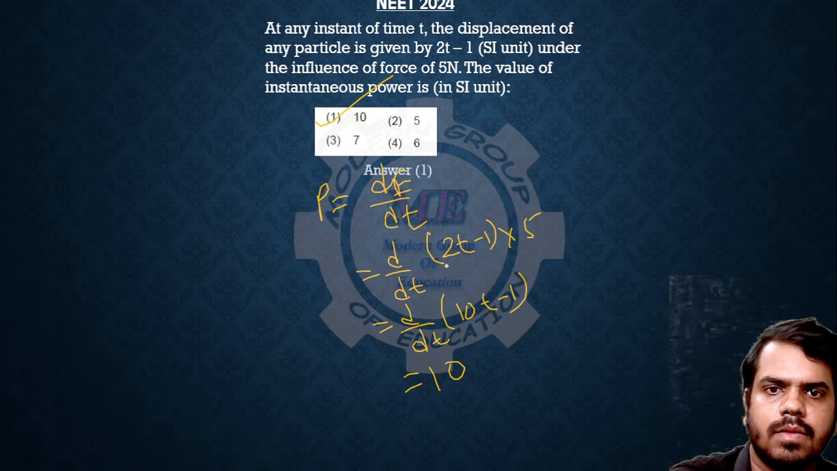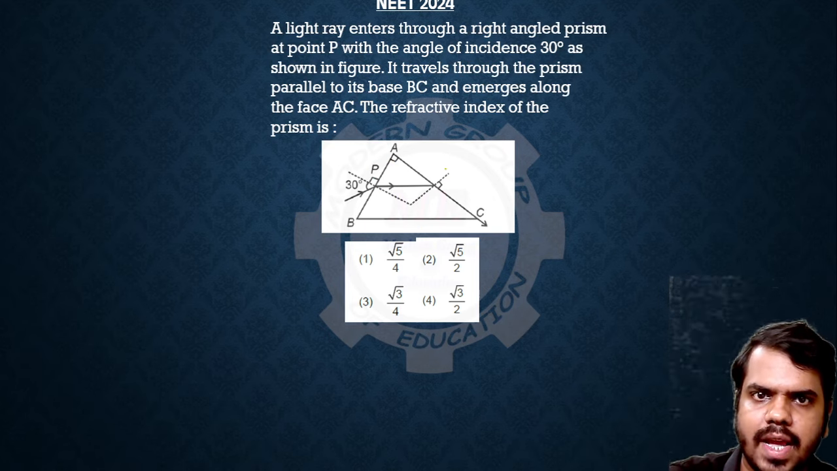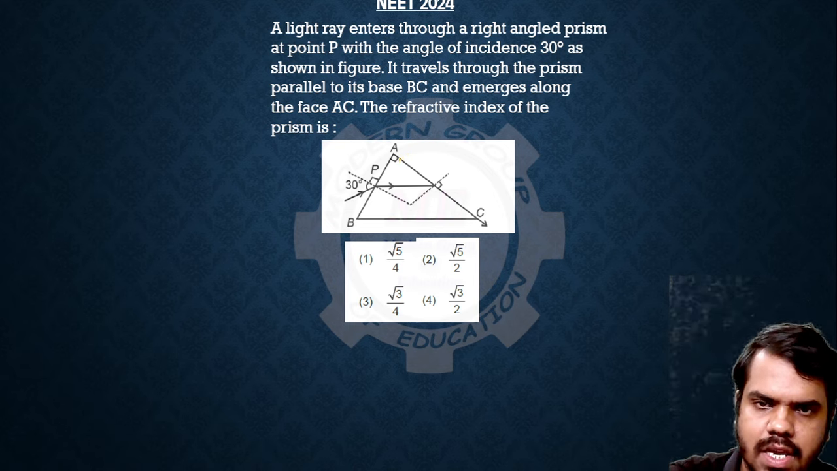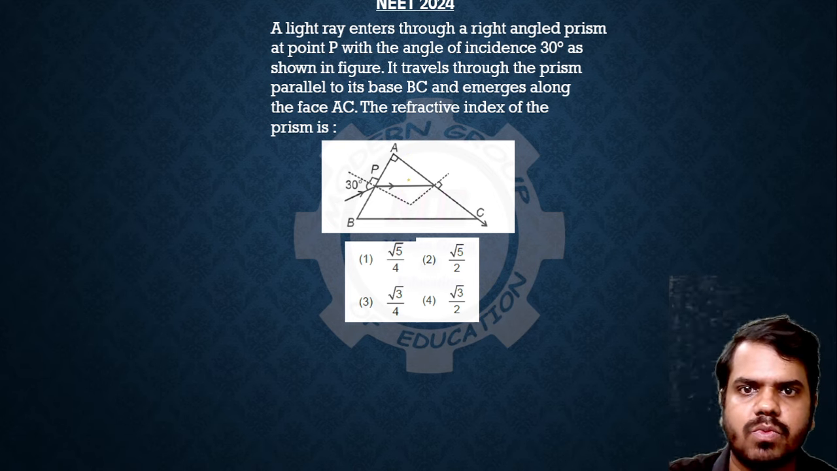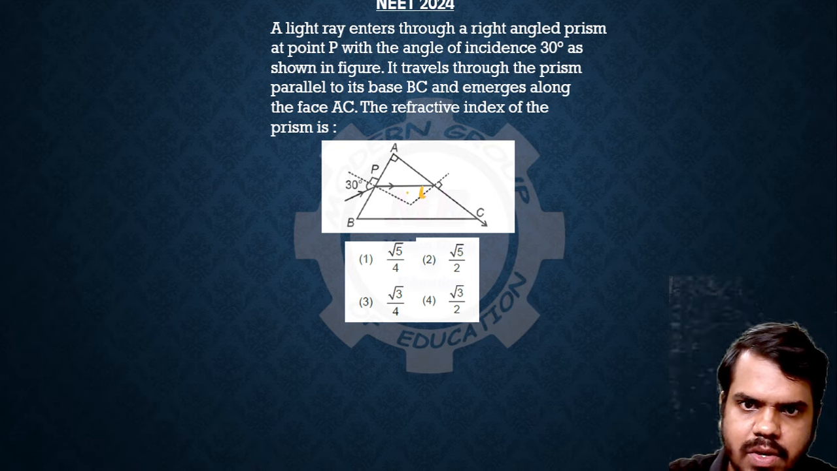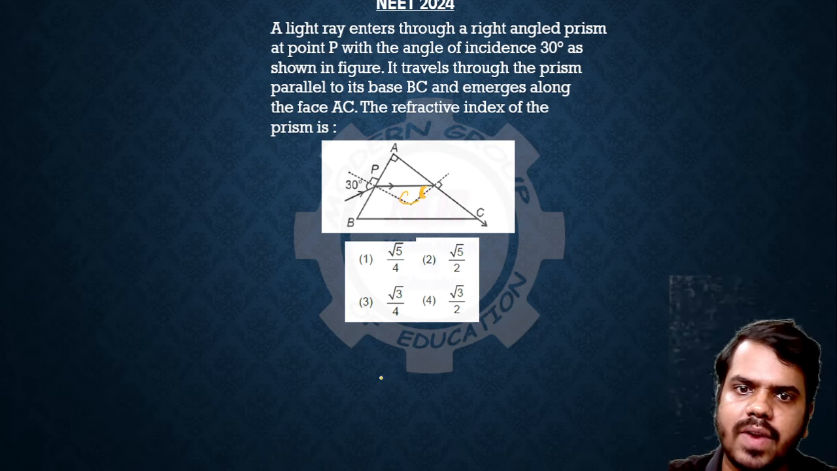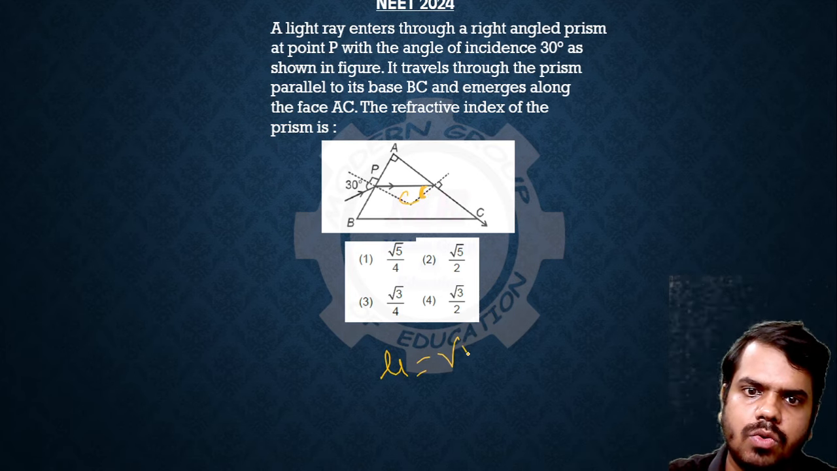Okay. A light ray enters a right angle prism at a point P with the angle of incidence 30 degrees as shown in the figure. It travels through the prism parallel to its base BC. So it is a minimum deviation concept. From the minimum deviation concept you can find this angle is C because the light grazes the surface. You have to find the C, and after finding the C we will get mu equal to root 5 by 2. That is option 2.